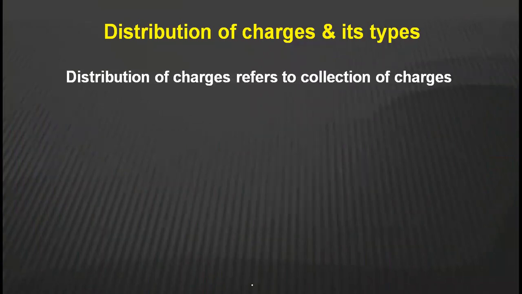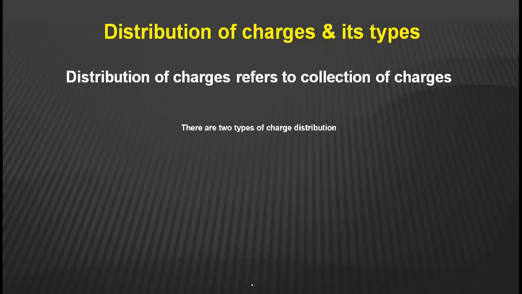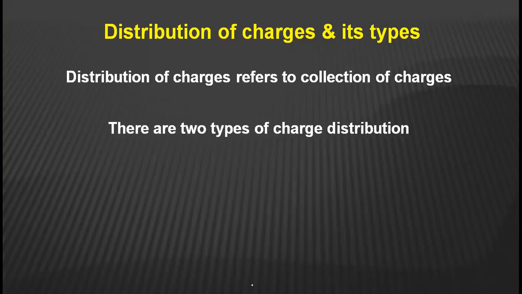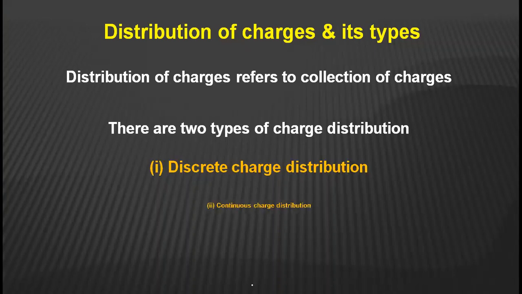Distribution of charges on a body and its types. Distribution of charges means collecting the charges, collection of charges. So whenever I collect the charges on a body, then I say I am distributing the charges on the body, right? Now there are two types of charge distribution. Number 1, discrete charge distribution. And number 2, continuous charge distribution. So firstly, we shall see what is discrete charge distribution.